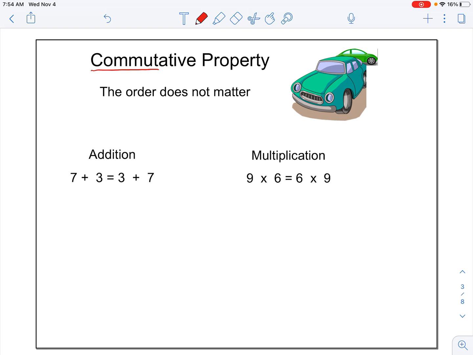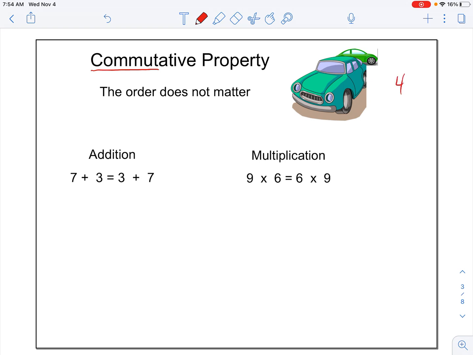I could do 9 times 6, I get 54. And I do 6 times 9, excuse me, I also get 54. So the commutative property helps you move things around. And you've actually been doing the commutative property probably longer than you realize.